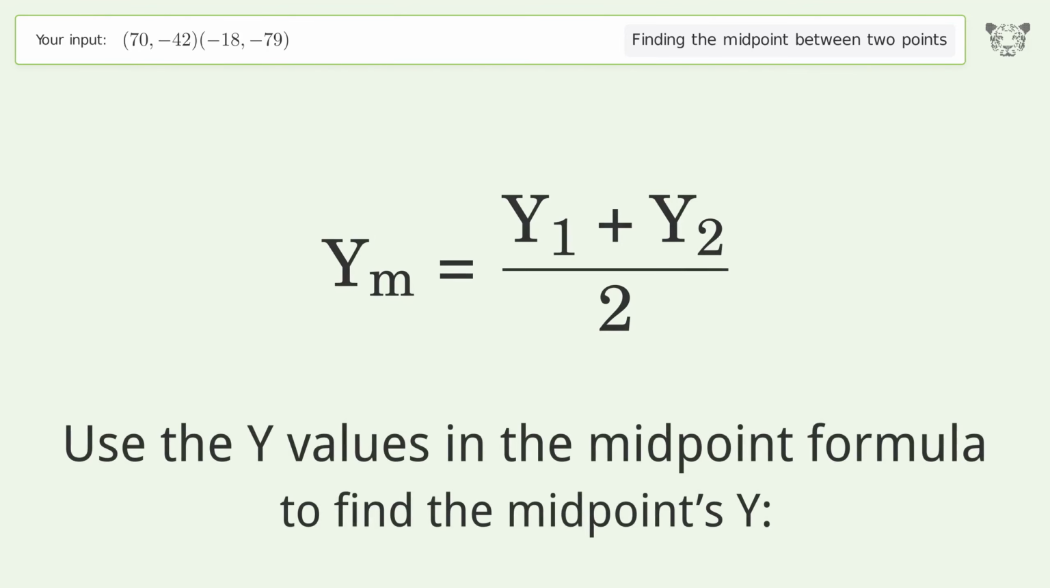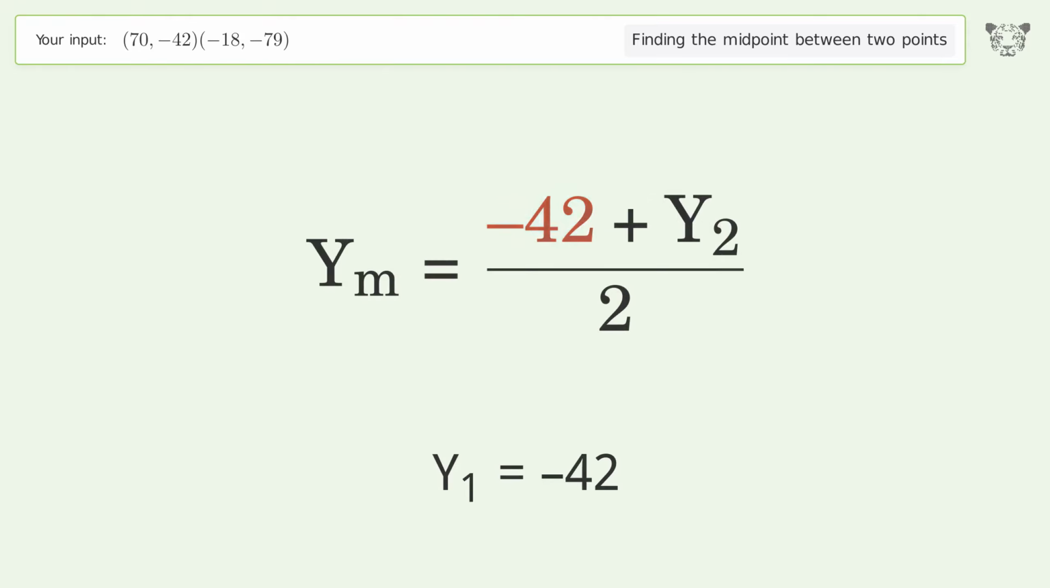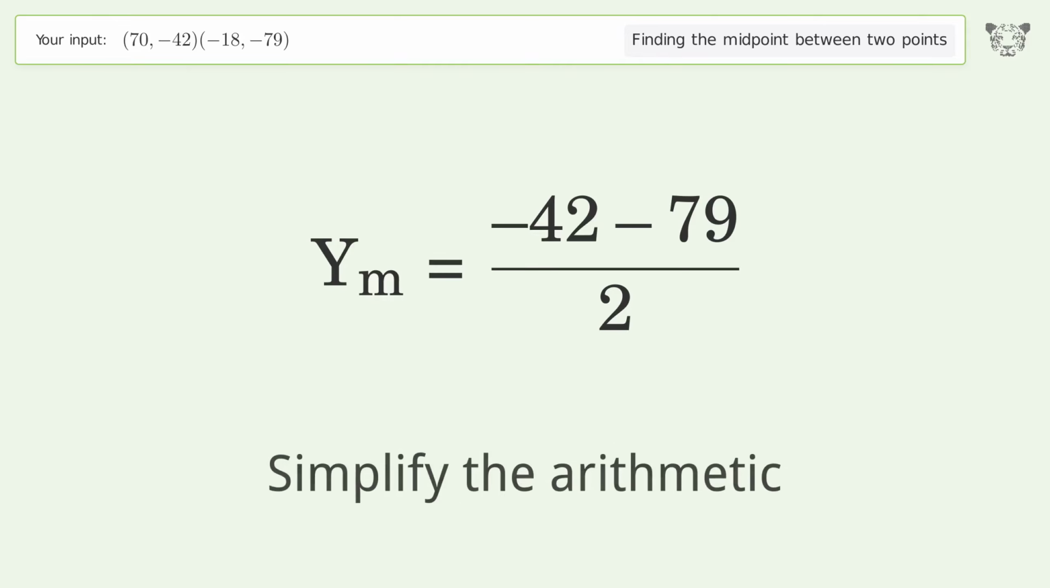Use the y values in the midpoint formula to find the midpoint's y. y1 equals negative 42. y2 equals negative 79. Simplify the arithmetic.